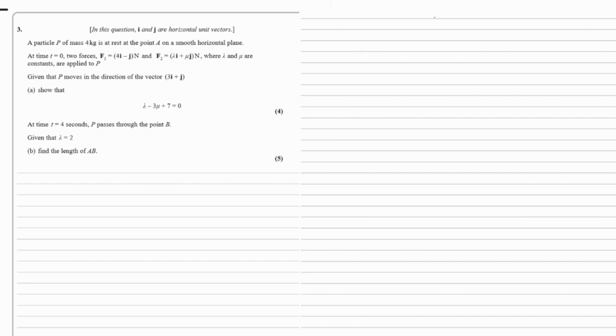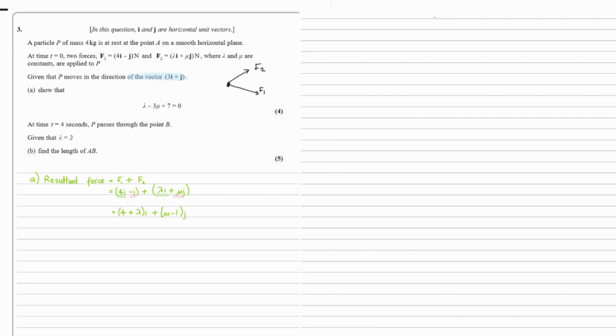So we know that there are two forces being applied to particle P, which is F1 and F2. This means that particle P will have a resultant force, and in order to find this resultant force, we would have to add F1 and F2. So F1 is 4i minus j, and F2 is lambda i plus mu j. If we now add the i vectors to each other, we will have 4 plus lambda i, and the j vectors would be mu minus 1 j.